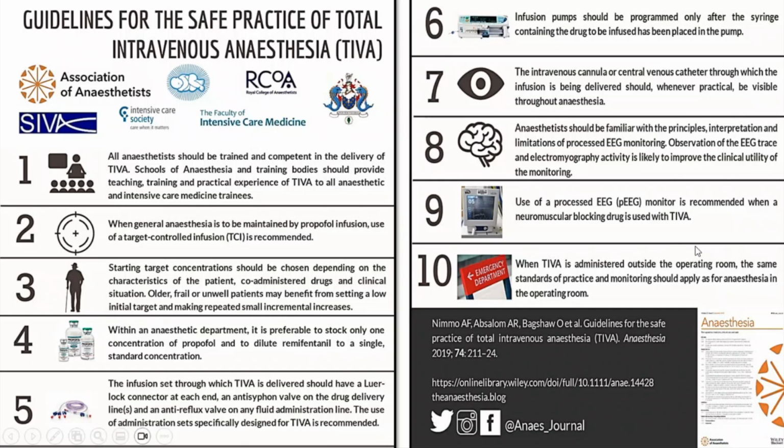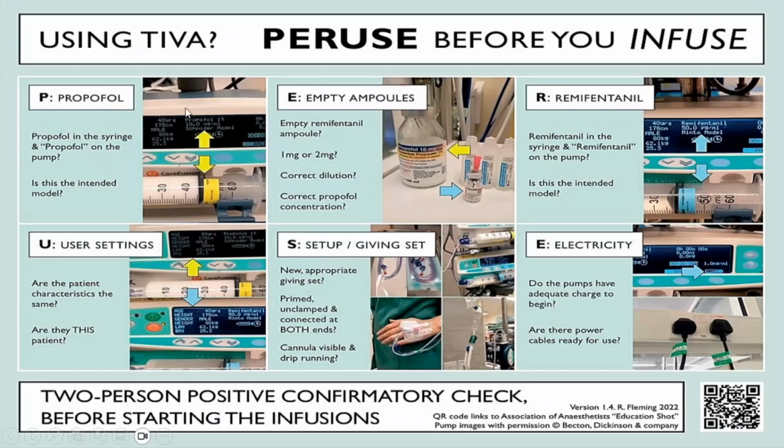I've talked about it in this form, the safety and considerations, but they put it in the 10-point form here. It is again knowledge, pumps, monitoring, and so on. This is using TIVA. Again, they use this concept of "PERUSE" before you infuse. P stands for propofol, E stands for empty label. So make sure the label is there, because you want to make sure it's 10 milligram or 20 milligram per mil propofol, 1% or 2% propofol. So you don't discard it until the case finishes.